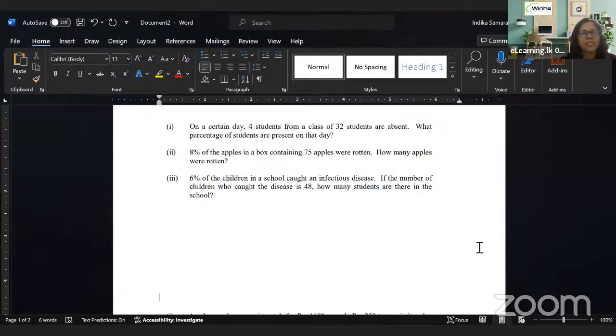On a certain day, 4 students from a class of 32 students are absent. What is the percentage of students present on that day? So these are the applications of percentages.